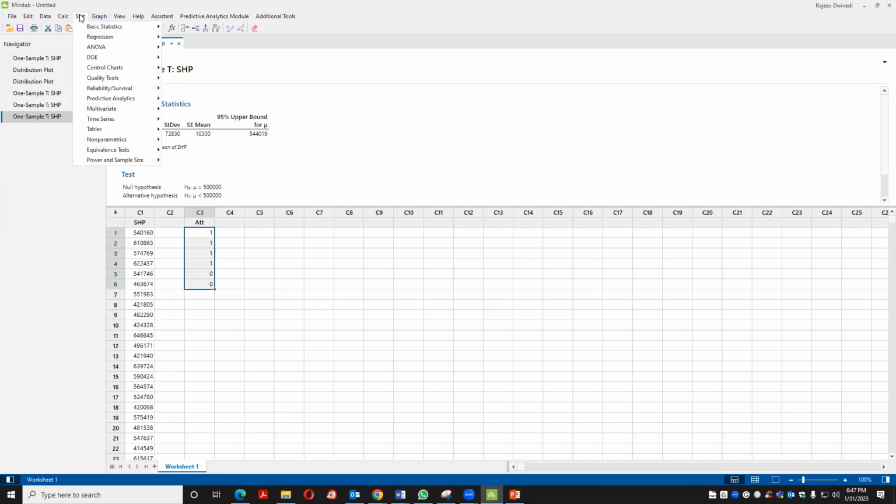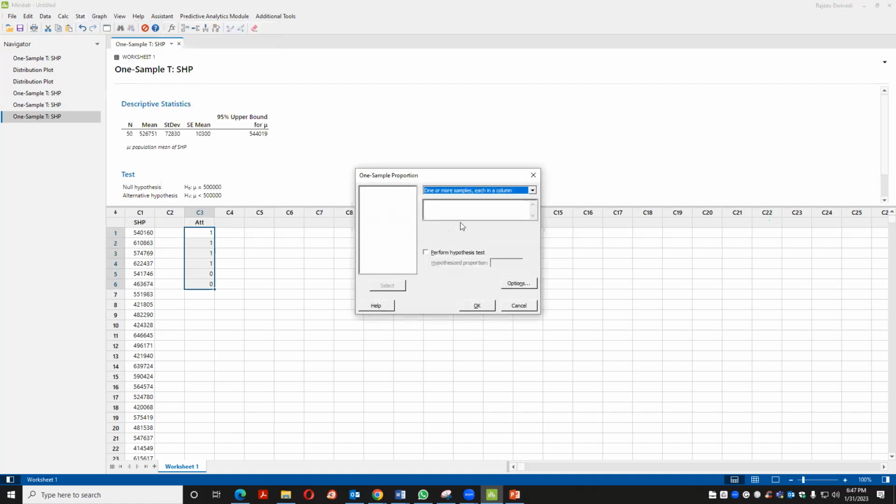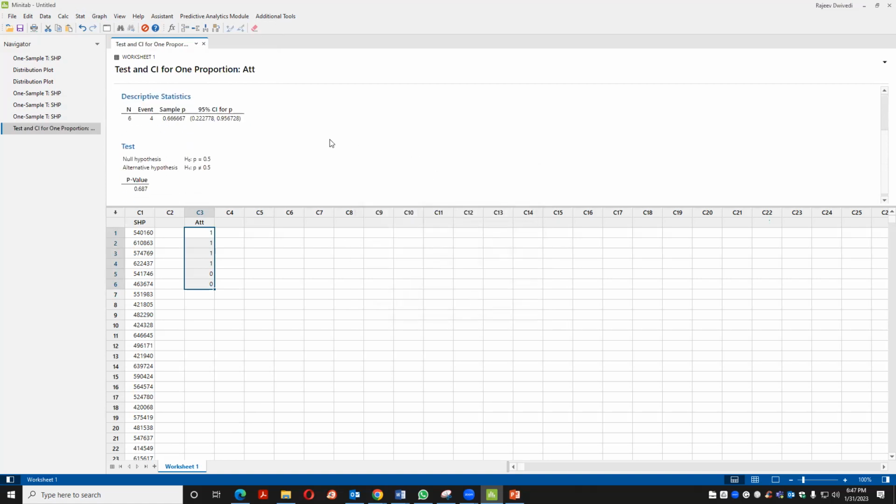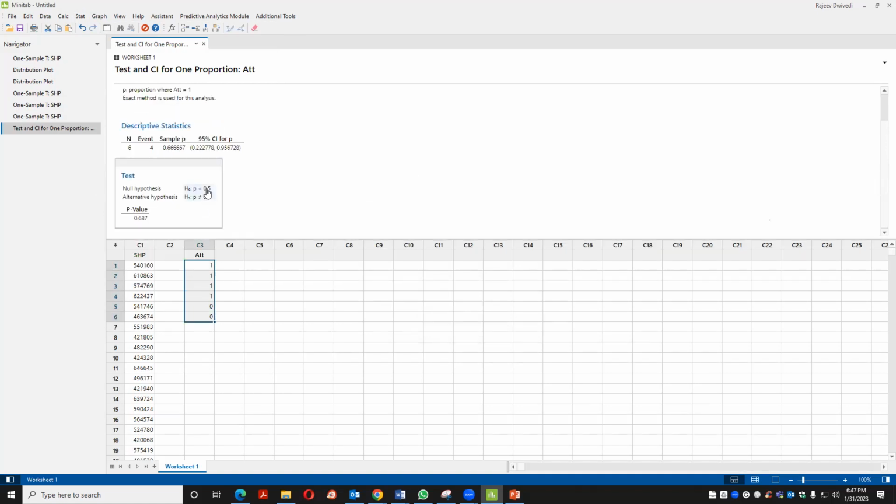So Statistics, Basic Statistics, 1 Proportion. And I will take the data from attendance, perform, hypothesized proportion, usually 50-50. Option, proportion I'm just using. And now you can see the first is proportion equal to 50% here. And okay, and the alternative hypothesis, p-value is showing. Now here, this is giving us the exact value. We have to check one option, which is right here.